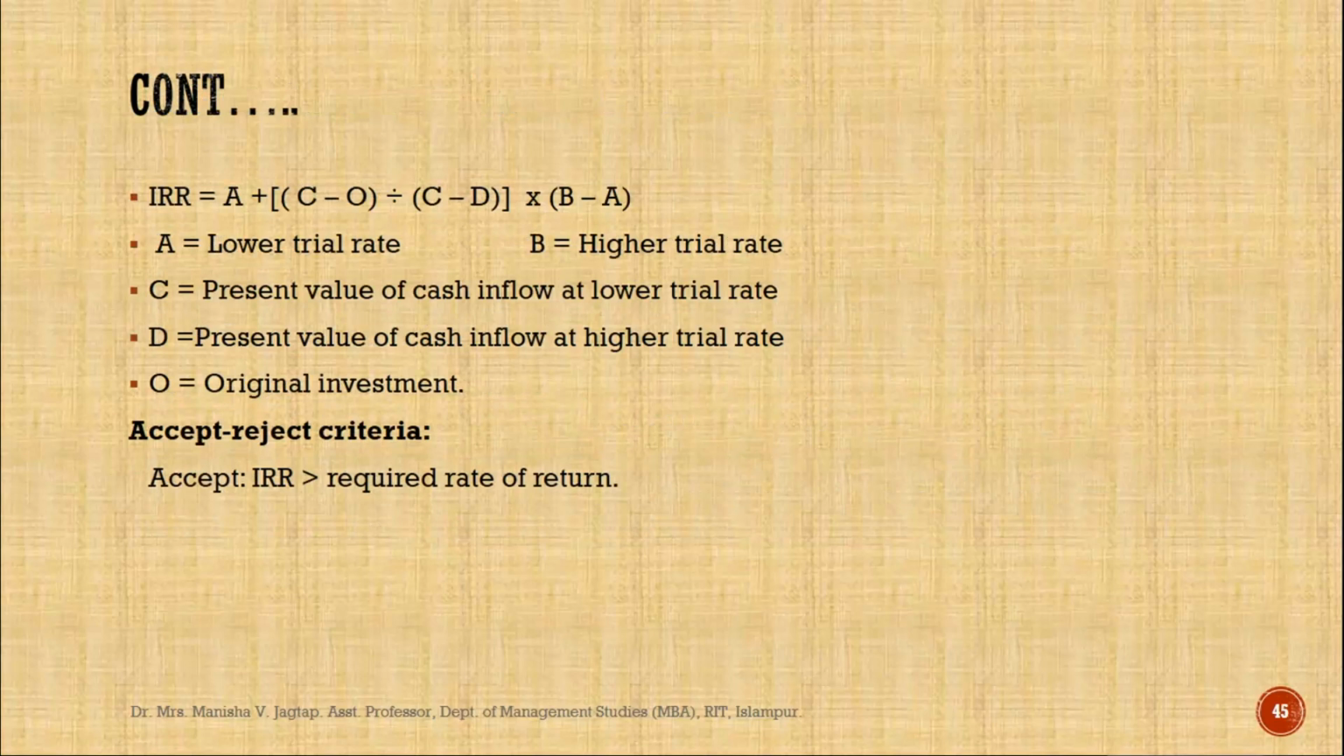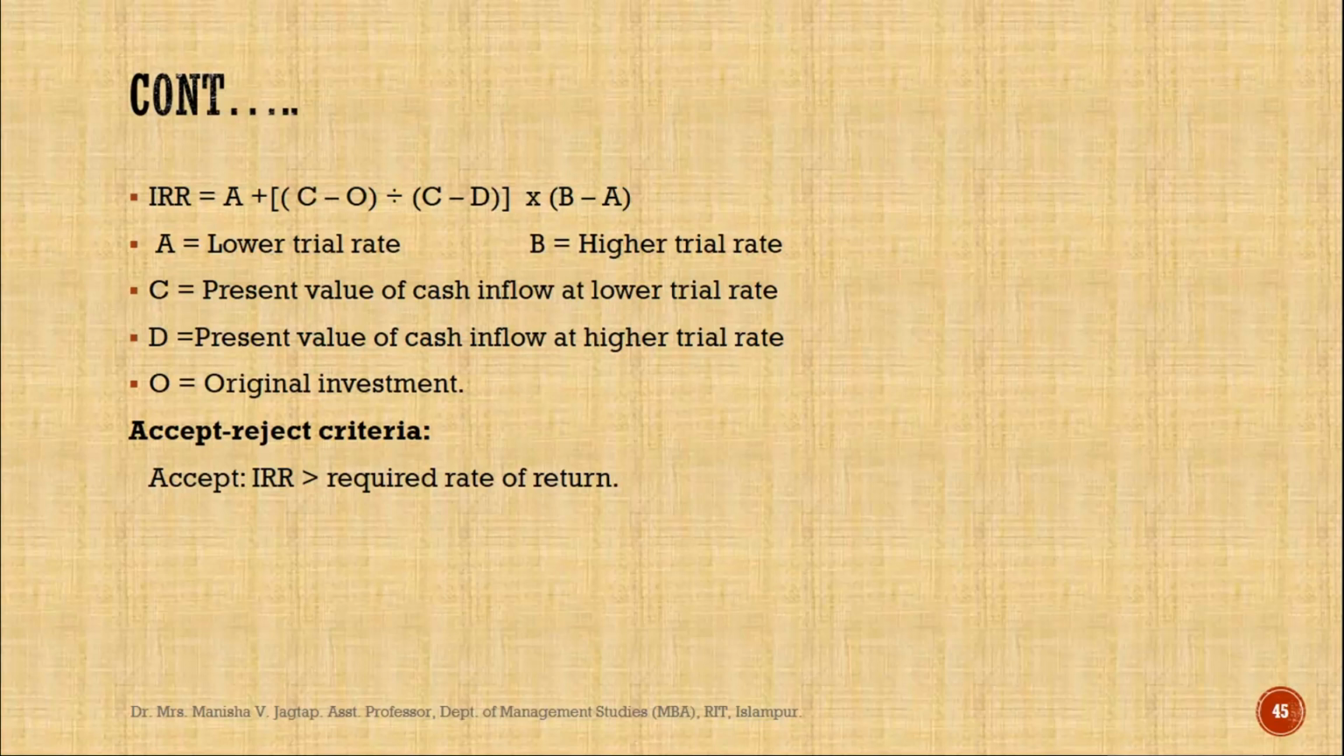Here you can see the formula for calculating IRR. IRR is equal to A plus [(C minus O) divided by (C minus D)] into (B minus E). Let us see what is A.